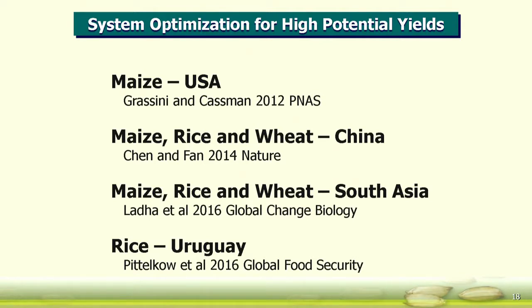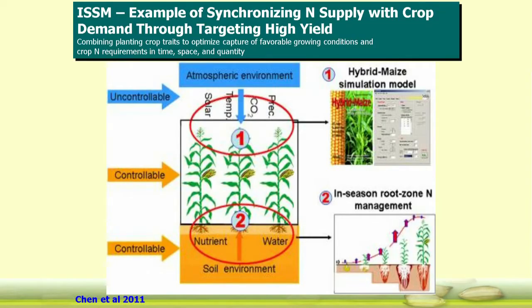And there are many excellent journal articles in recent years on maize, rice, wheat, and even in this part of the world, Uruguay. Let me show you some Chinese work. They developed this system, which they call synchronizing nitrogen supply and demand through targeting high yield, ISSM, I think Integrated Soil System Management. So they make sure that demand is high by using the right variety and right planting time, and then you apply nitrogen.